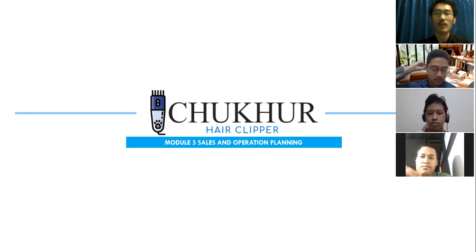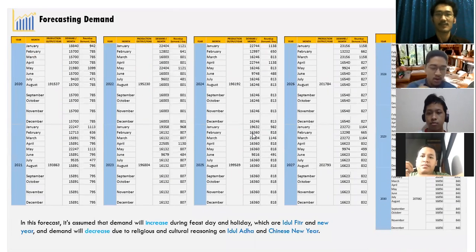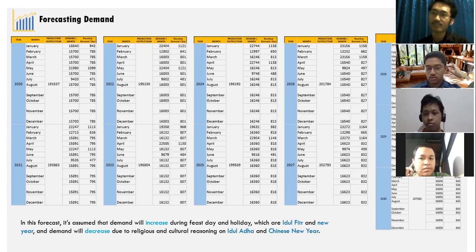First, we will discuss the forecasting demand. We did the forecast for 10 years, and then we divided the forecast into each year, then divided it again into each month of the year. In this forecast, we also assume that the demand increases in holiday and feast day times, such as Idul Fitri and New Year, and decreases during religious and cultural occasions, such as Idul Adha and Chinese New Year.